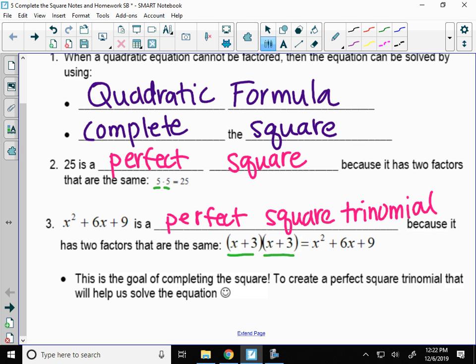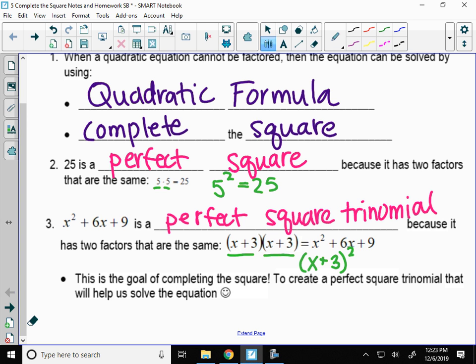Now, how is this going to help us? Well, when I look at this 5 times 5, would you agree that you can write that as 5 squared equals 25? Yes, okay, no argument there. How could I rewrite x plus 3 times x plus 3? X plus 3, the quantity squared. Now that might not really mean anything to you right now, but that right there is what's going to help us do this method of complete the square.